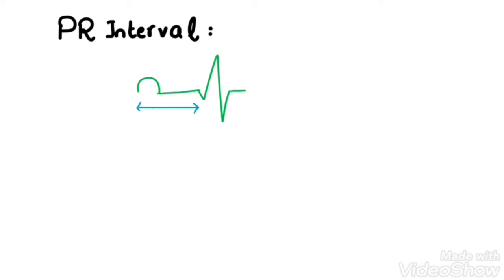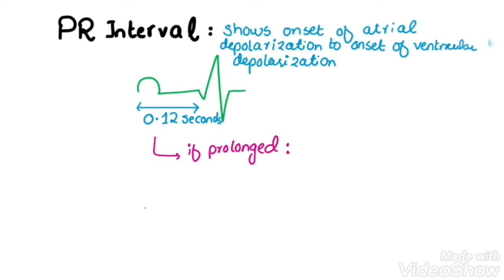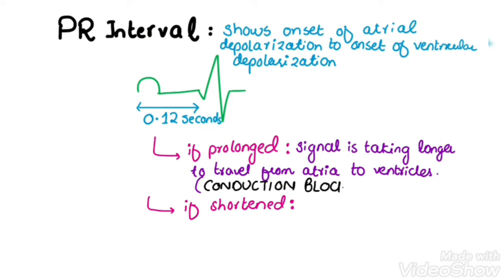The next thing we encounter in ECG is the PR interval. The PR interval comprises the duration from the onset of atrial depolarization till the onset of ventricular depolarization, and its normal duration is 0.12 seconds or 3 small boxes. If this PR interval is prolonged, this means that the impulse that reaches from the atria to the ventricles is delayed or is slower, and this occurs due to conduction block.